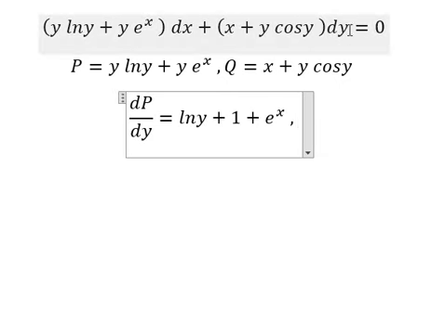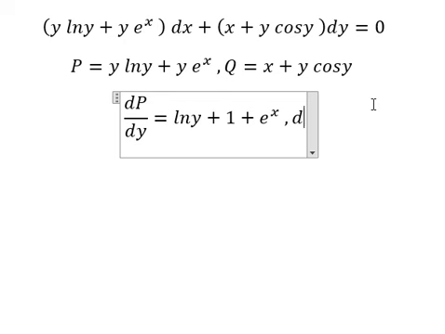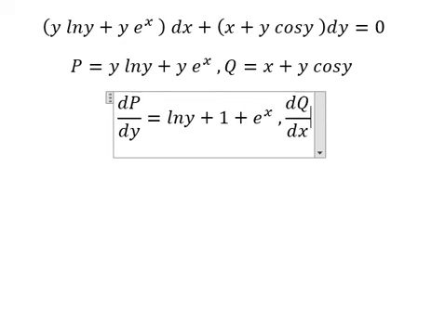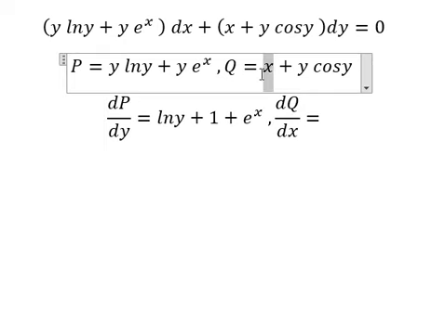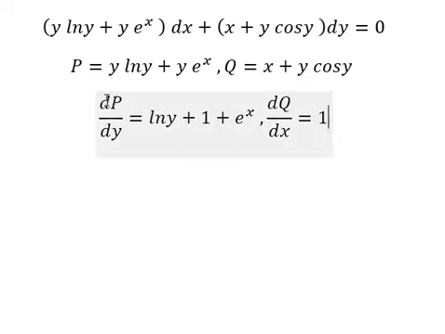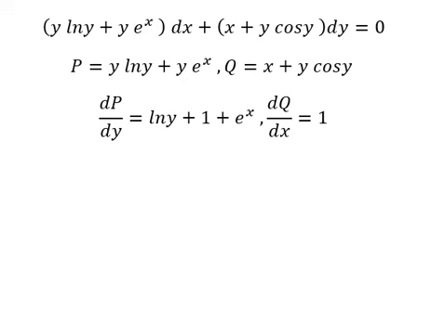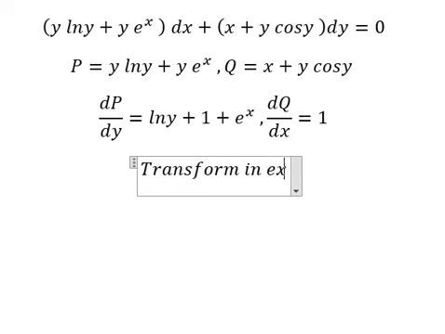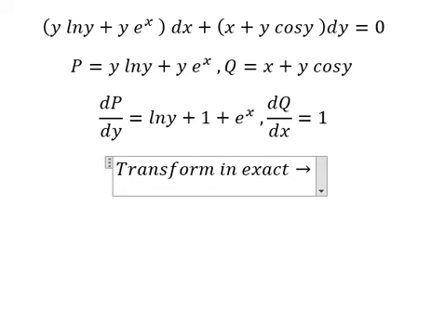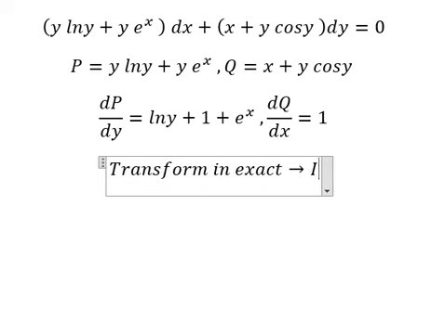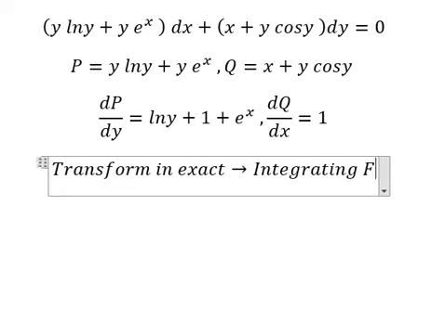So we have dy, that means we need to do first the derivative of q with respect to x. So this one we have number 1. So we can see that this one and this one, they are not the same. So we need to transform into exact. To do this one, we need to use an integrating factor.